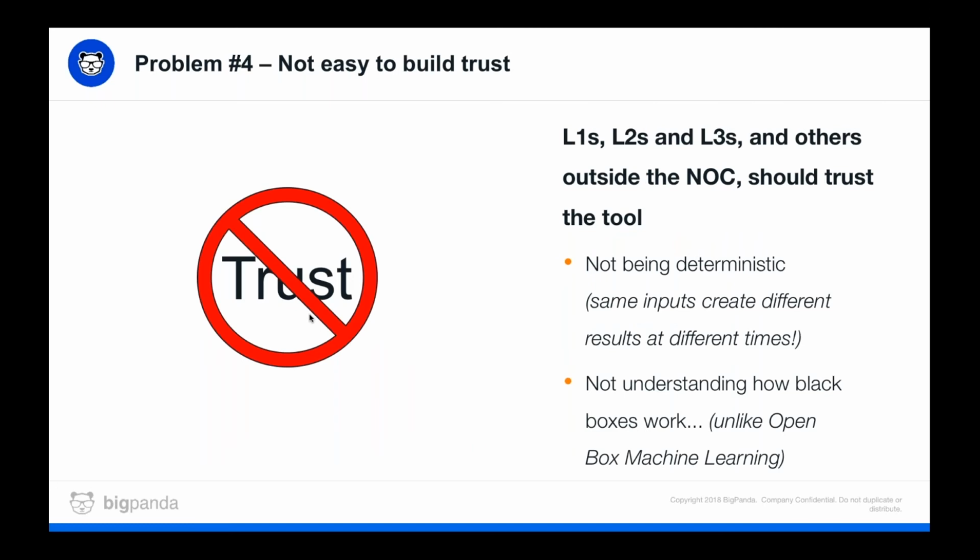The fourth one, and this is a little more psychological, but in my experience, this is something that is extremely important for NOCs: L1s and L2s and L3s obviously want to be able to trust any new tools, especially given the black box problem with machine learning and AI.